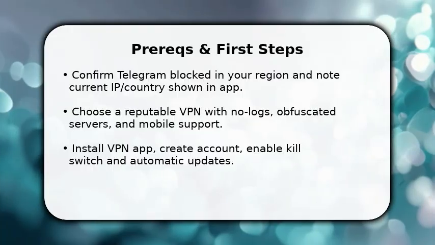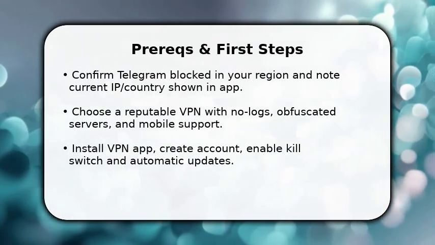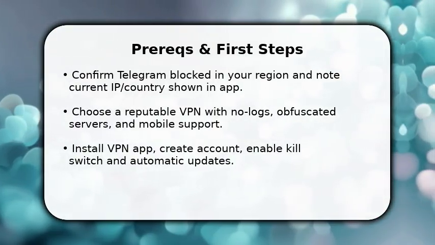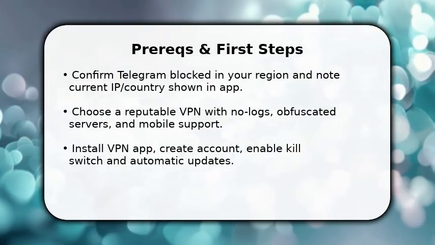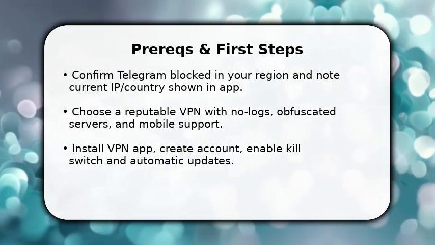You start by confirming Telegram is unreachable and checking the app's error. Once confirmed, open the VPN provider's app and sign in. Make sure you pick an obfuscated or stealth server if your ISP blocks VPN traffic. You should enable the kill switch and automatic updates now so connections won't leak.